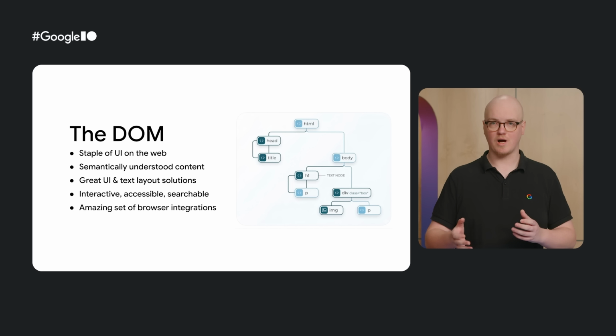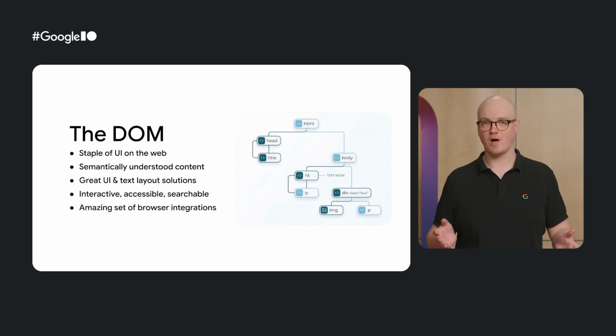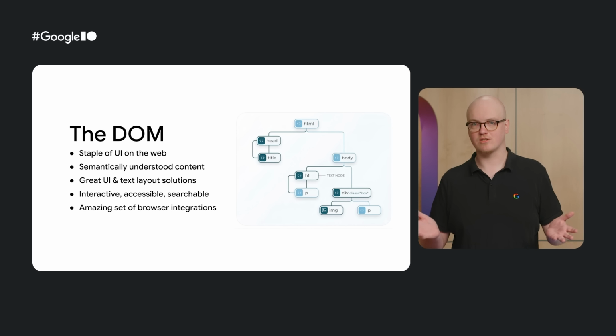The DOM is the staple of Web UI and has incredible features hooked up through the browser. It offers great UI and text layout solutions out of the box that leverages semantically understood content to create rich and interactable interfaces. It enables users to do common operations across web pages, including simple things we take for granted, like selecting text to copy or right-clicking an image to save it. There are also a ton of browser integrations for features like accessibility, translate, find in page, reader mode, extensions, dark mode, browser zoom, and autofill, which are all pivotal to how users interact with the web.